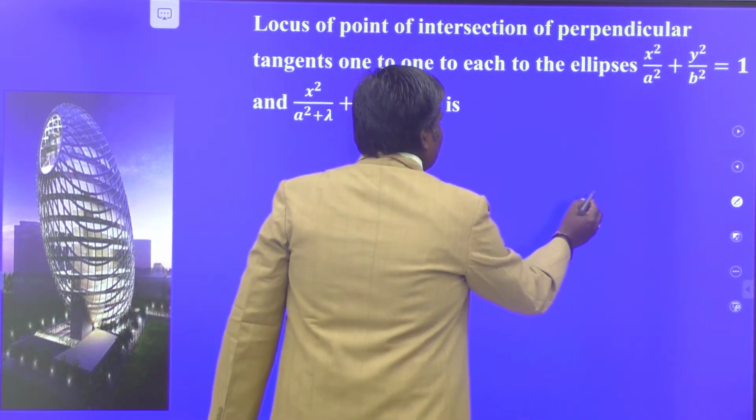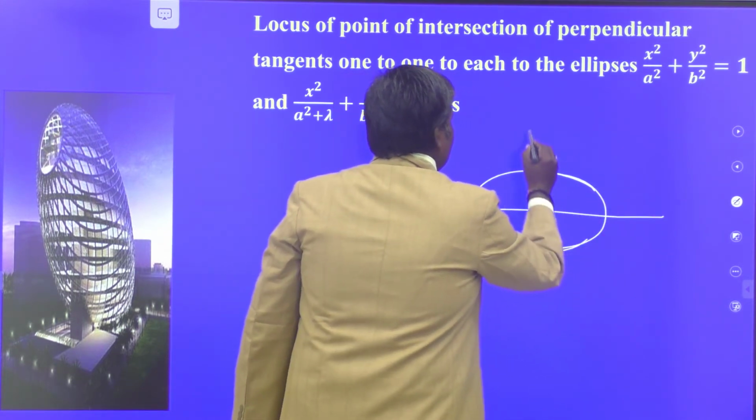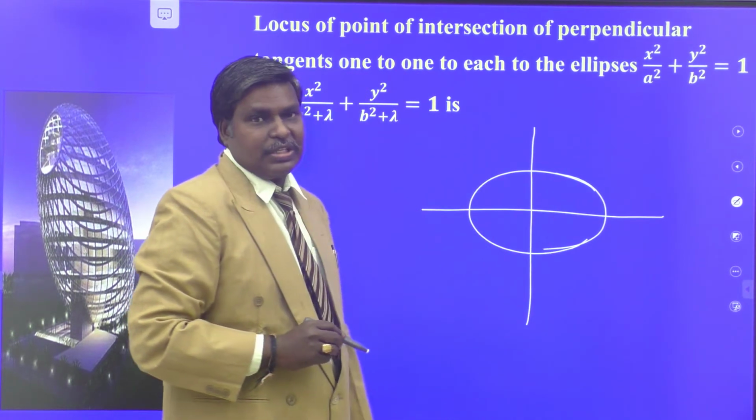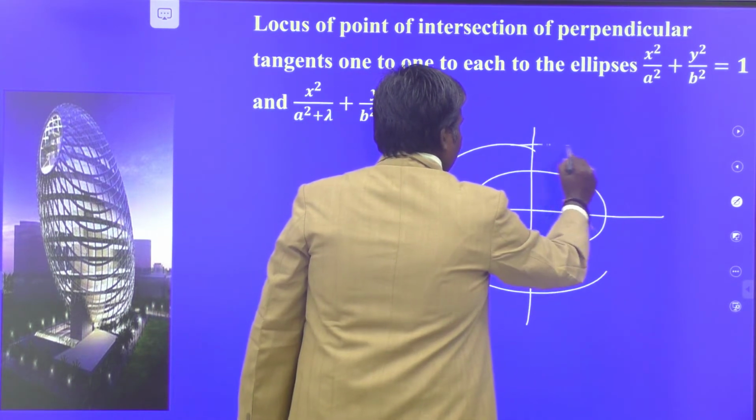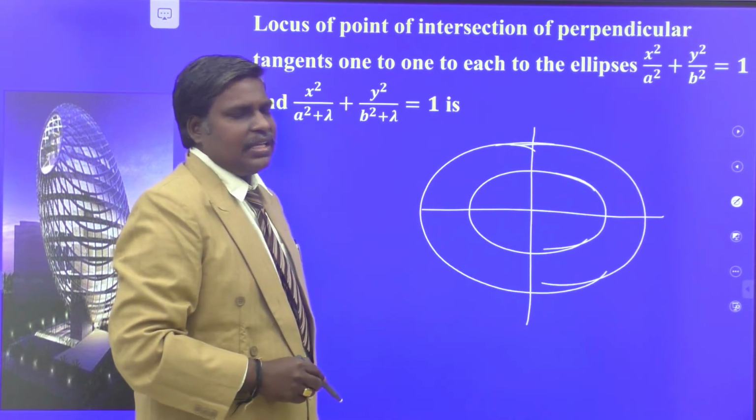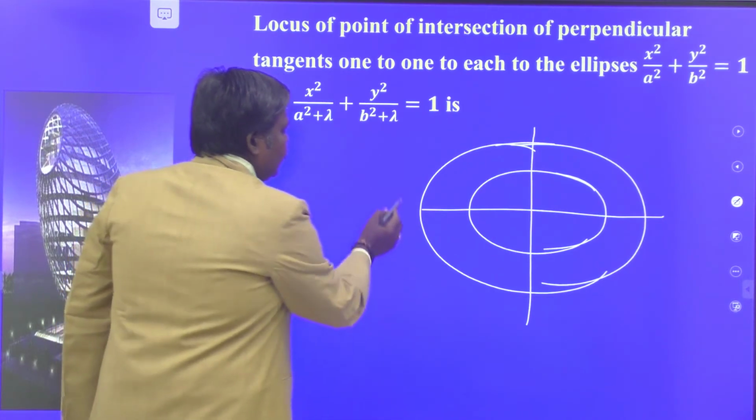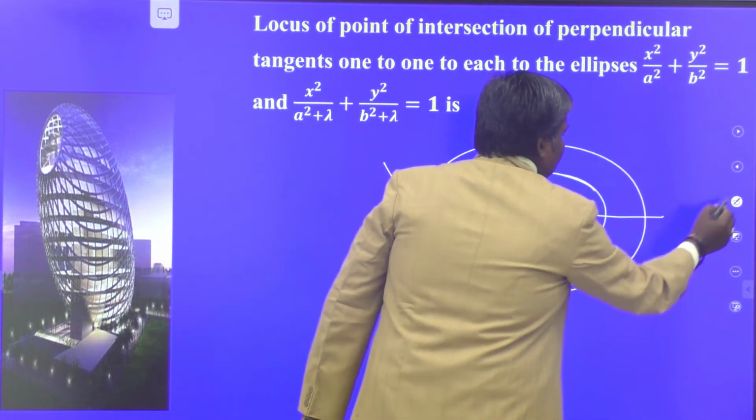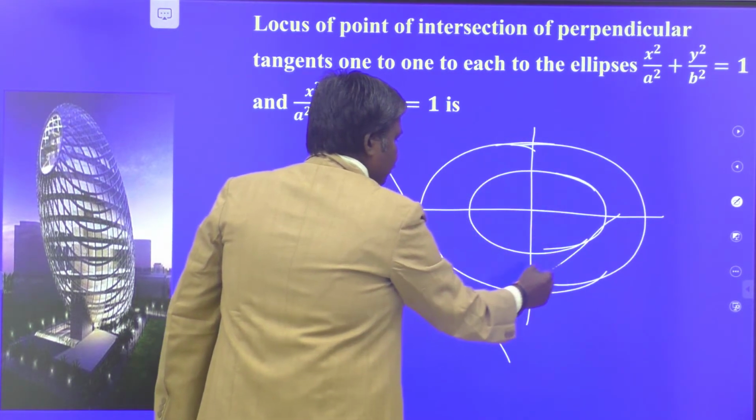Suppose a is greater than b, say. The second ellipse is also concentric to our ellipse x²/a² + y²/b² = 1, and it may be in this manner. This is the second ellipse. We have to draw a tangent to each one. The angle between them is 90 degrees. For example, this is a tangent to this ellipse and we draw another tangent to the second ellipse.